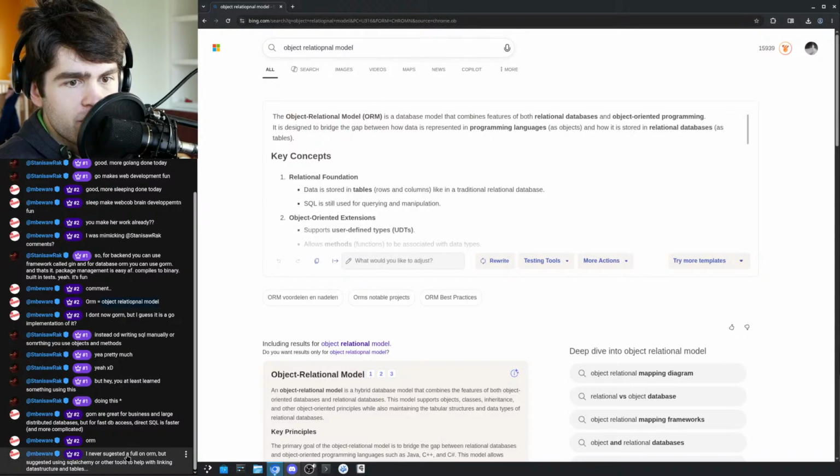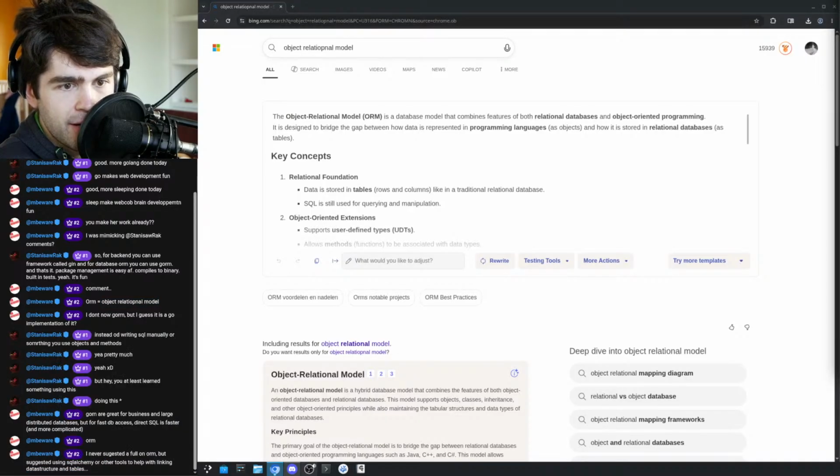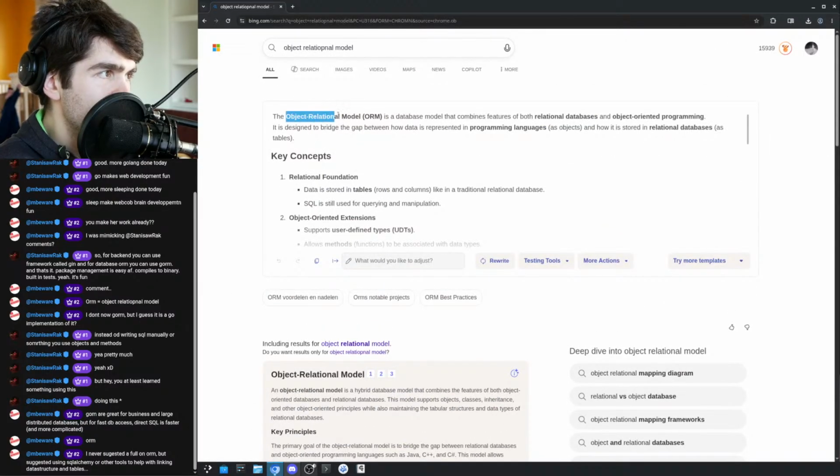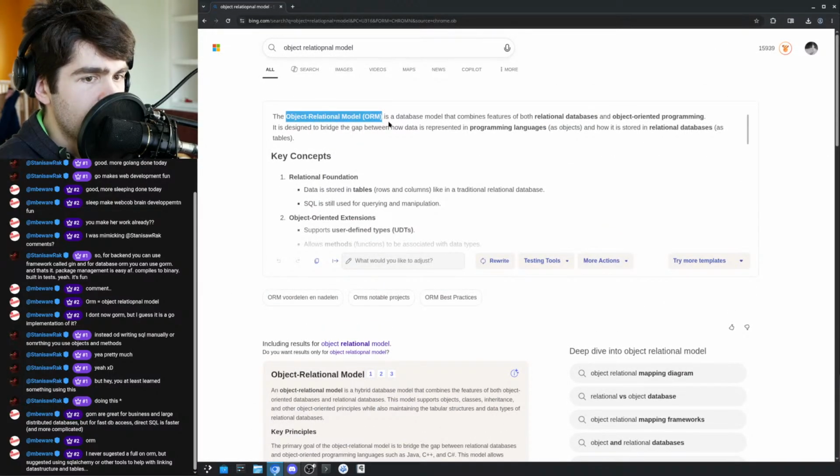I never suggested ORM, but suggested SQLAlchemy, another tool. Yeah, but that's what I'm talking about, right? We were talking about tools to help bind objects to the SQL itself. But no, we never talked about ORM directly. I agree.